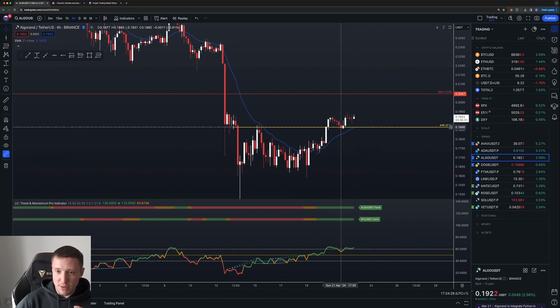And as you can see, you could argue it closed below, reclaimed, or it held, but you see, held that 4-hour level, pinged off the EMA21, and is starting to hopefully have another push up to that daily level there of 20 cent.